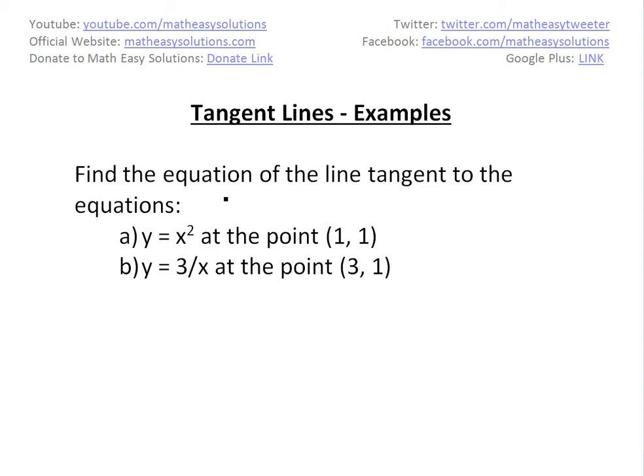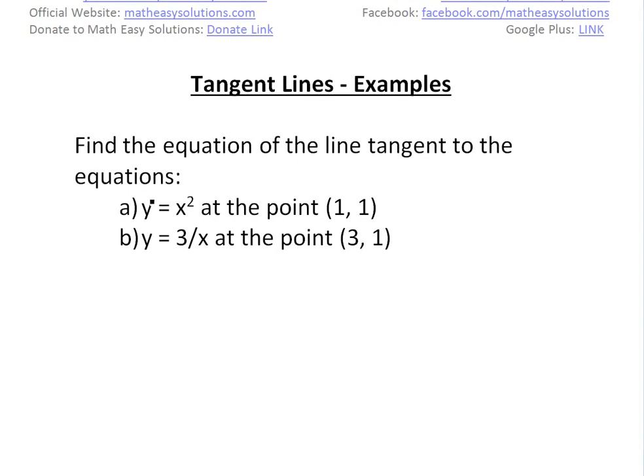Basically, find the equation of a line tangent to the curve y equals x squared at the point (1, 1), and then part B is y equals 3 divided by x at the point (3, 1), where x is 3 and y is 1. We'll just look at part A here: the equation y equals x squared at the point (1, 1).